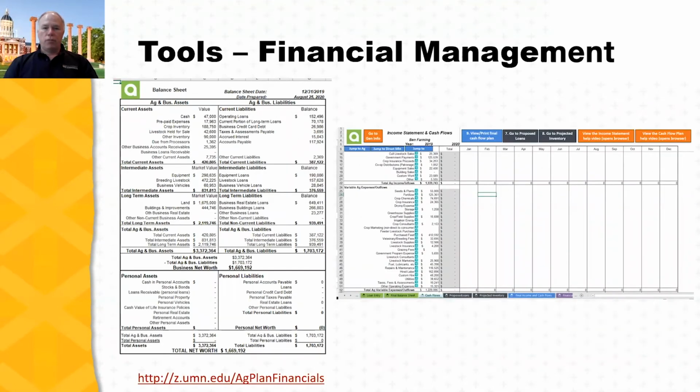As far as financial management, within AgPlan, there's a spreadsheet that you can download that's got a nice balance sheet that's customizable. You can update it every time you need a new balance sheet, which makes your financial statements with the bank a lot simpler. It's also got a nice income statement and cash flow projections on it if you're used to doing spreadsheets.